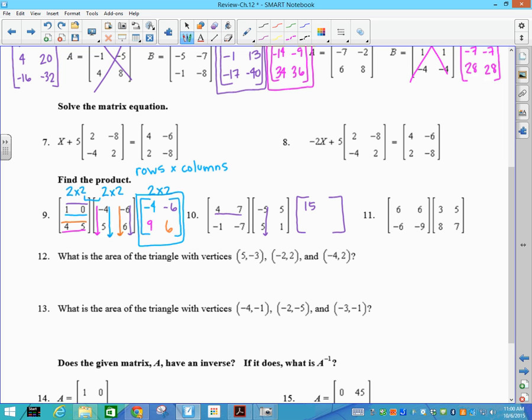Okay, then I have first row, second column. So 20 plus 7 is 27. Then I have second row, first column. 5 minus 35 is negative 30. And then this is second row and second column. So negative 1 times 5, negative 5 plus negative 7, which is negative 12. So there's our answer for that one.